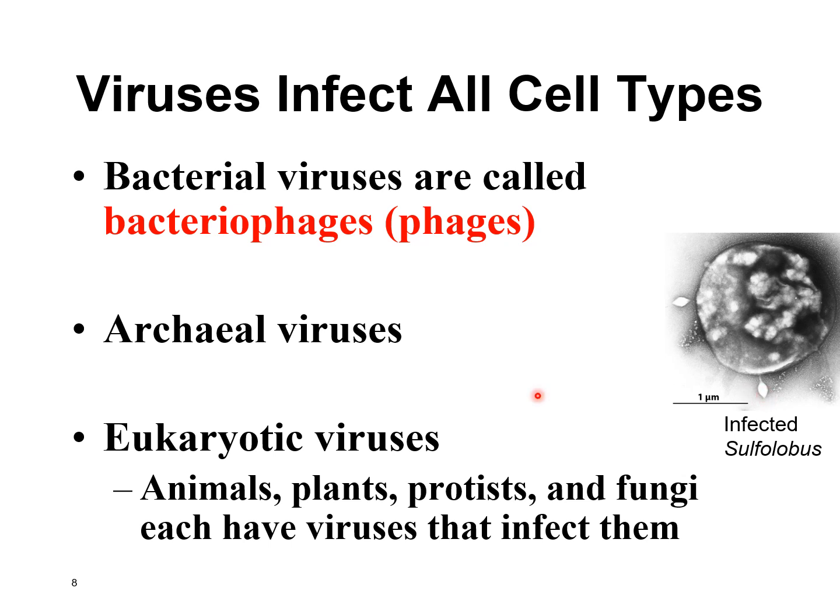And then all of our eukaryotic kingdoms, they also have viruses that infect them. So we have animal viruses, plant viruses, protist viruses, and also fungal viruses as well.